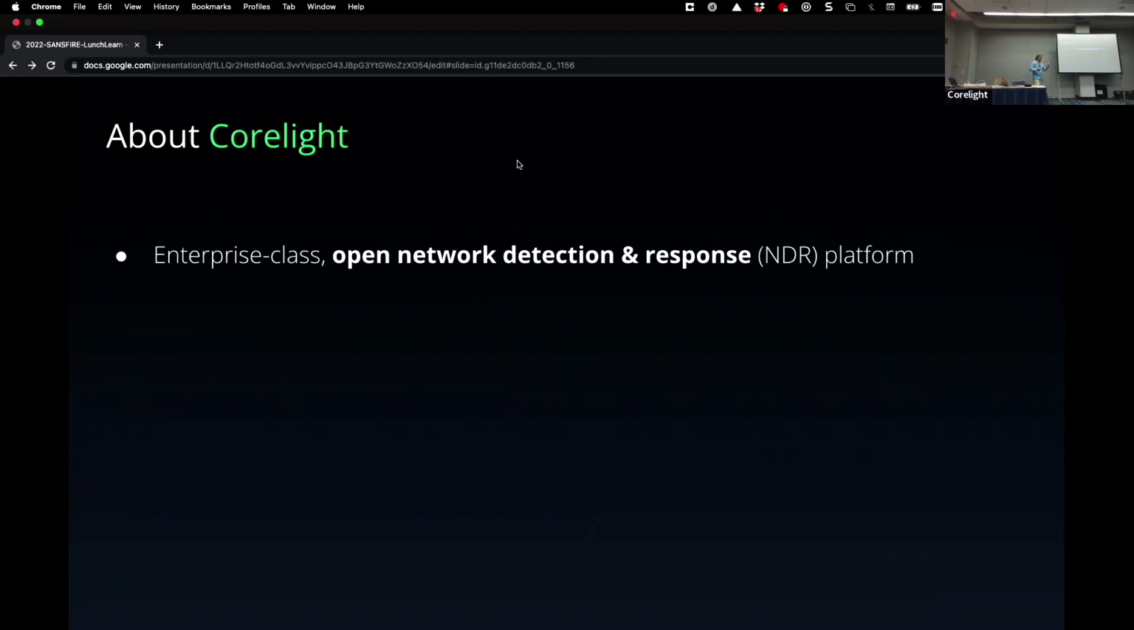Everyone's familiar with the endpoint detect. You have your SIEM, whether it's QRadar, Elastic, Splunk, Humio, Devo, but the network side. We're really going to talk about the network evidence and what we can do.